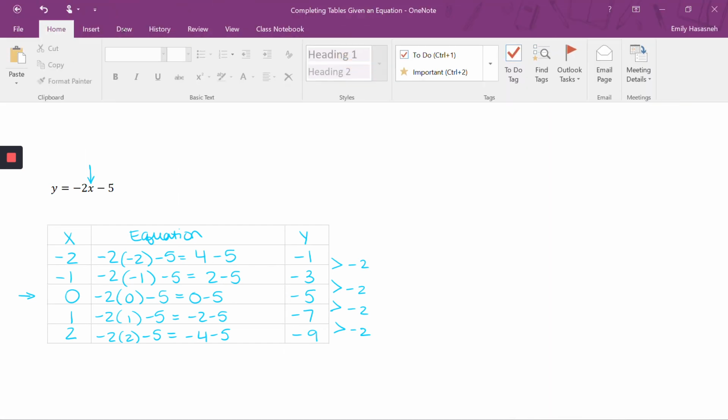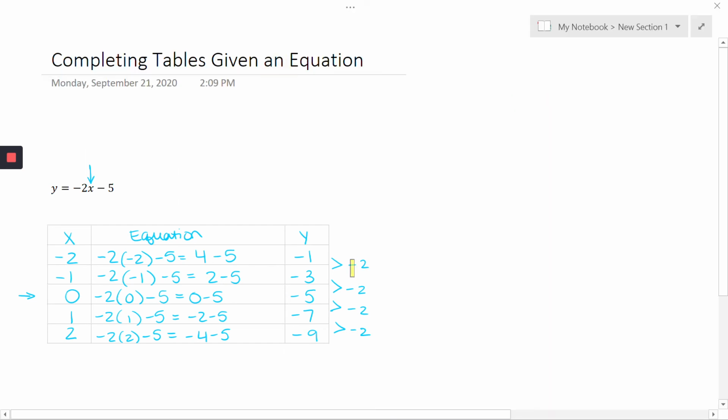And a real quick thing to note is that my -2 that I see happening here in the table is the same thing as what I see happening in my equation. The -2 in front of the x is what's happening with my y values to get from one to the next. And that has to do with your slope.